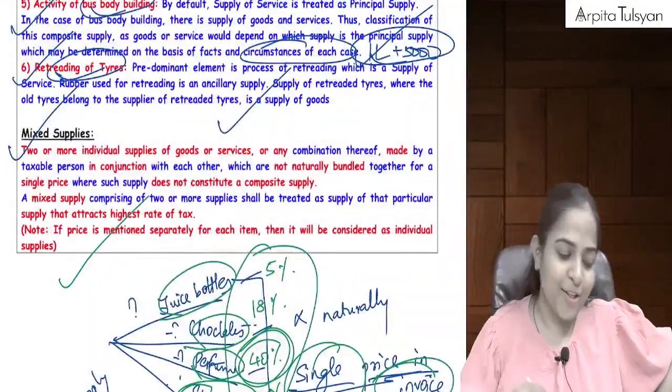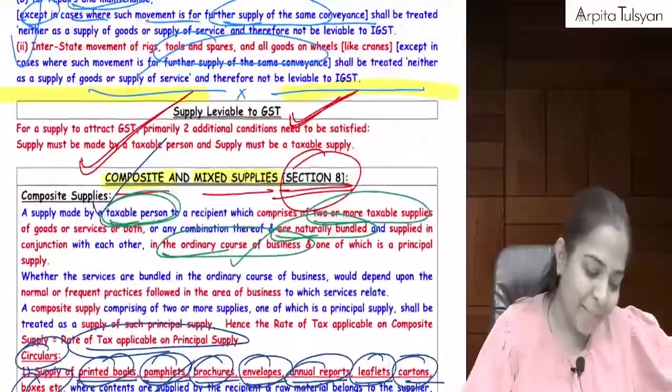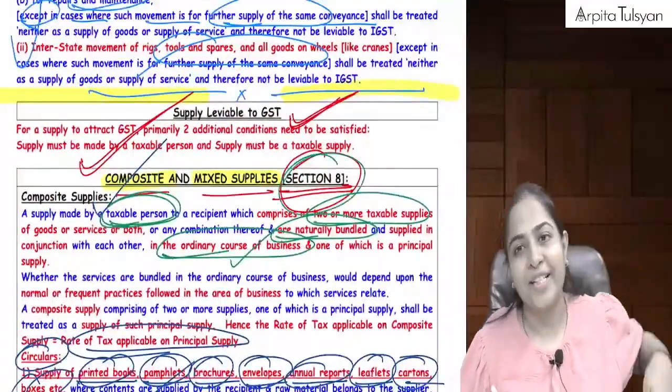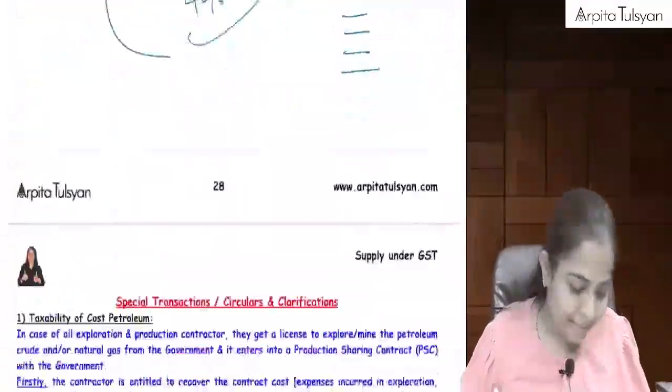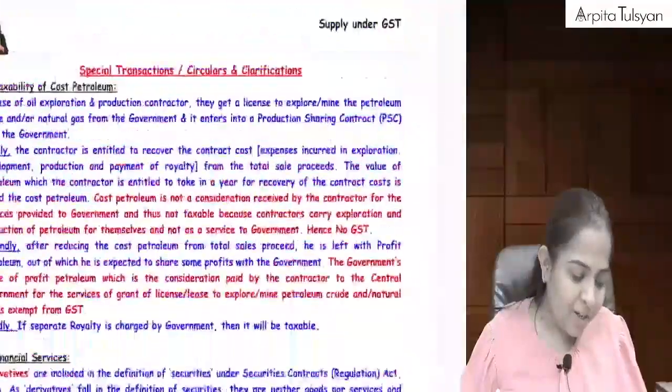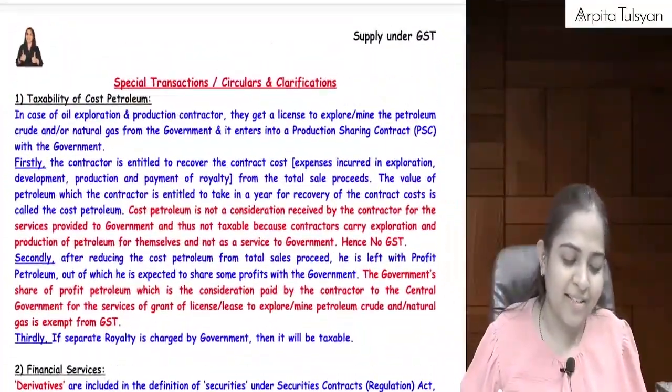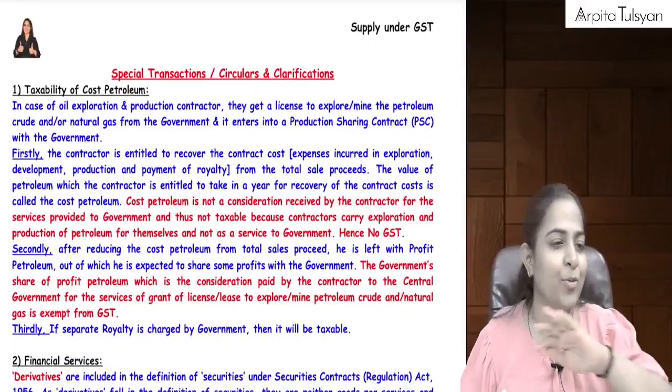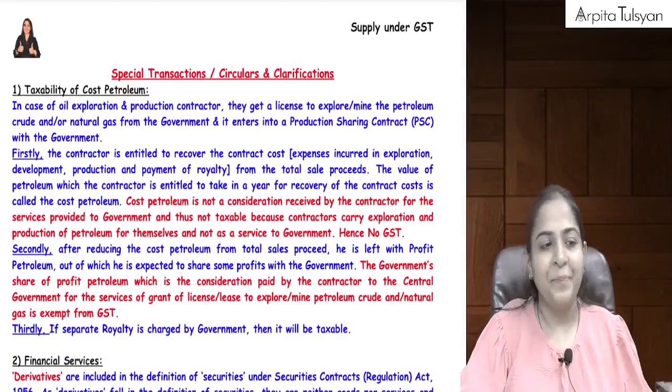So this was our section number 8, where we studied composite supplies and mixed supplies. Now we have a few special transactions, circulars and clarifications. We'll just complete it so that we can wind up the chapter.